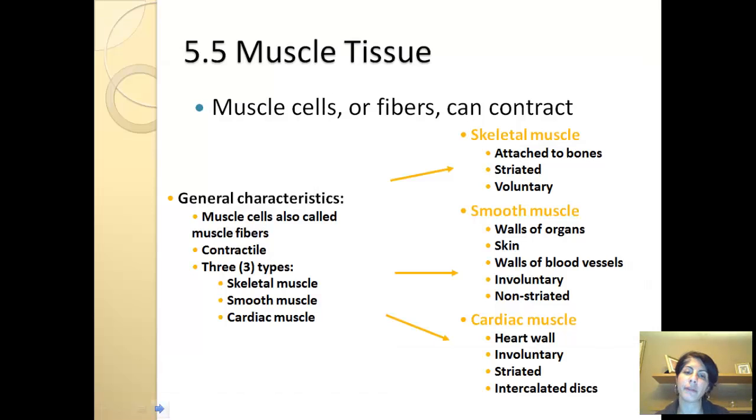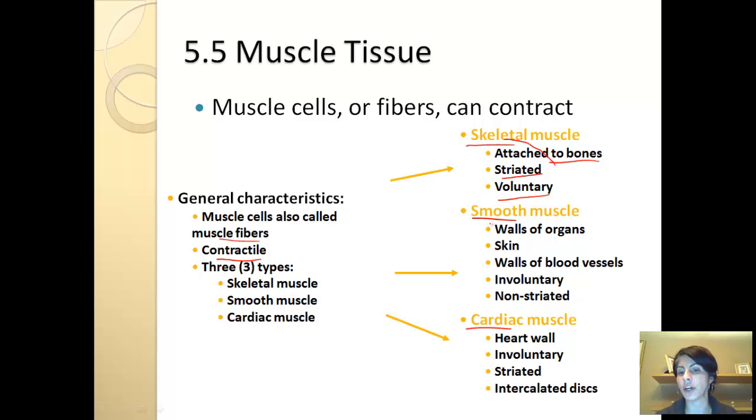Now going on to 5.5 muscle tissue, we're going to talk about three different types of muscle tissue: skeletal, smooth, and cardiac. Muscle cells are also called muscle fibers, and the big deal about them is that they can contract. These three types are found in different places and are pretty easy to tell apart. Skeletal muscles are attached only to bone, the skeleton. They have striations, which are patterns on them, and they are voluntary in nature. That means that you can move them by yourself, thinking about it.